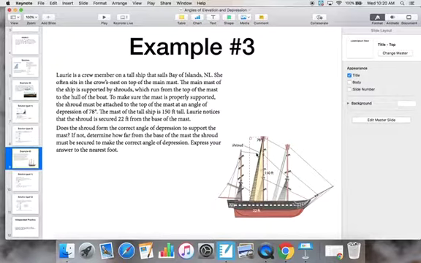Okay, to make sure that the mast is properly supported, the shroud must be attached to the top of the mast at an angle of depression of 78 degrees. Right, so what they're showing here is what the ideal angle is supposed to be, of 78 degrees. We know from the question here that the mast of the tall ship is 150 feet tall, and Lori notices that the shroud is secured 22 feet from the base of the mast, right? So this is the mast coming straight down, and the shroud is 22 feet across, okay? Does the shroud form the correct angle of depression to support the mast? If not, how far should it be placed?